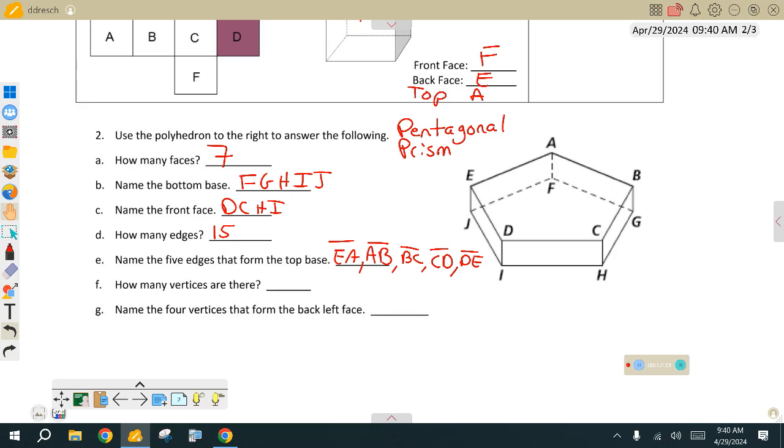Vertices are where, again, those three or more edges are intersecting. Five up top, five down below. I got 10, right?